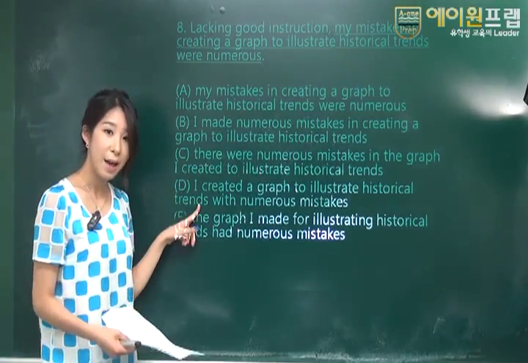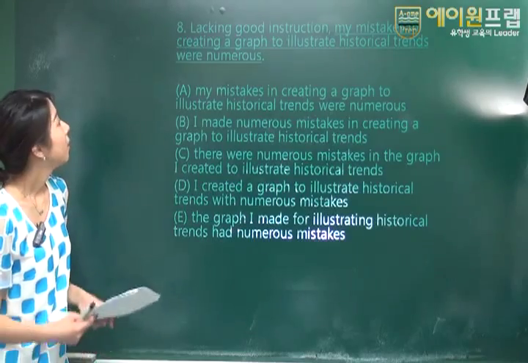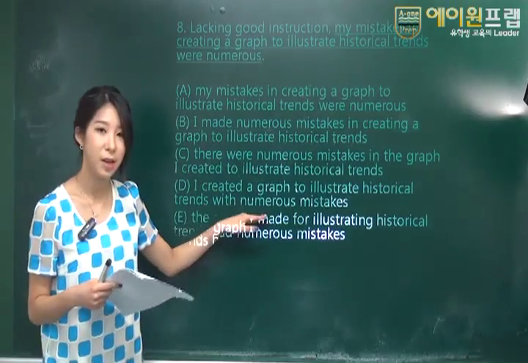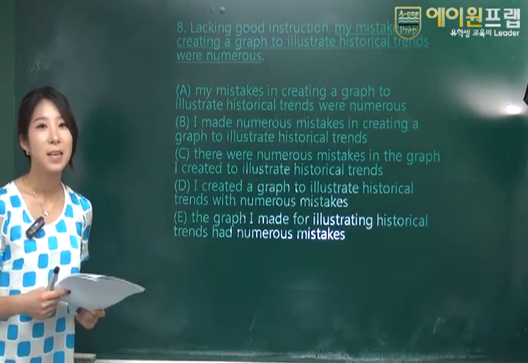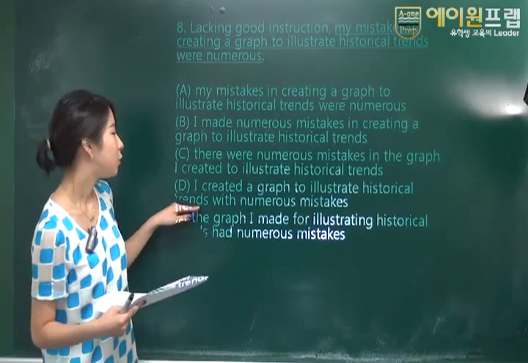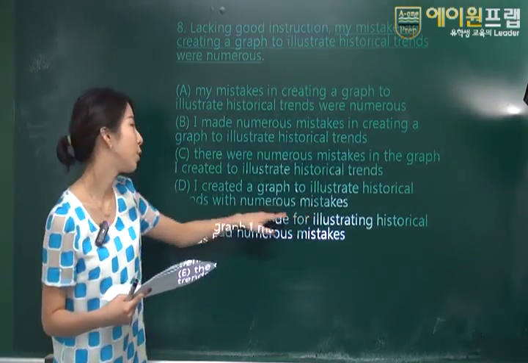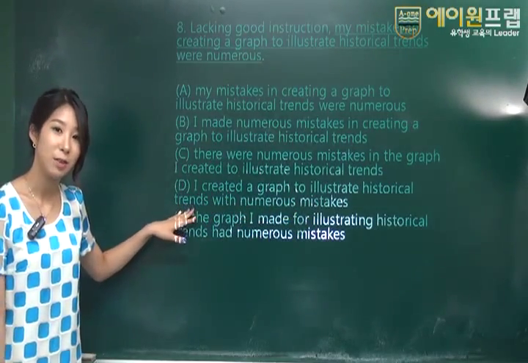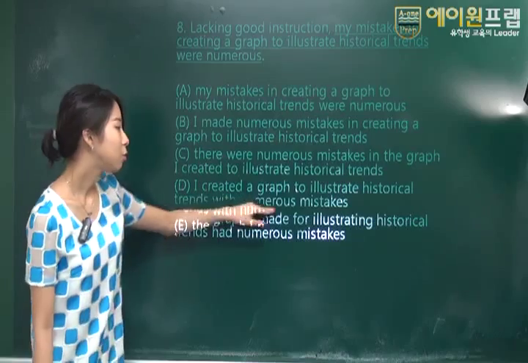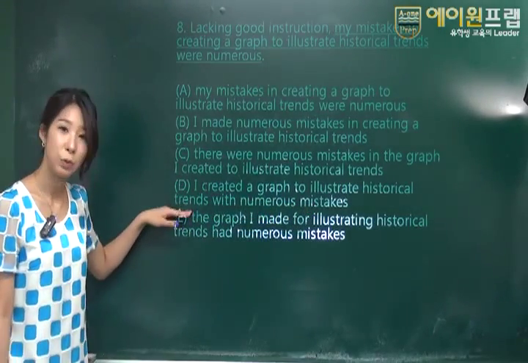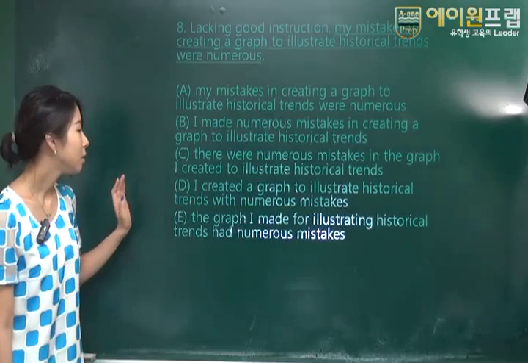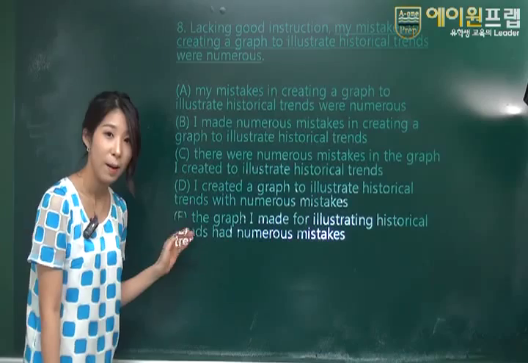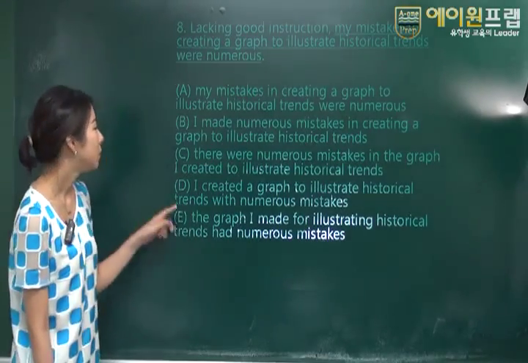And D also has I as the subject. So let's take a look. Lacking good instruction, I created a graph to illustrate historical trends with numerous mistakes. So this sentence is ambiguous because we don't know if the trends have numerous mistakes or the graph has numerous mistakes. But it sounds like the trends have numerous mistakes because the numerous mistakes follows right after this word trends, right? So it seems like historical trends have numerous mistakes, which is not the intended meaning in the sentence, right? So that's why D is bad.